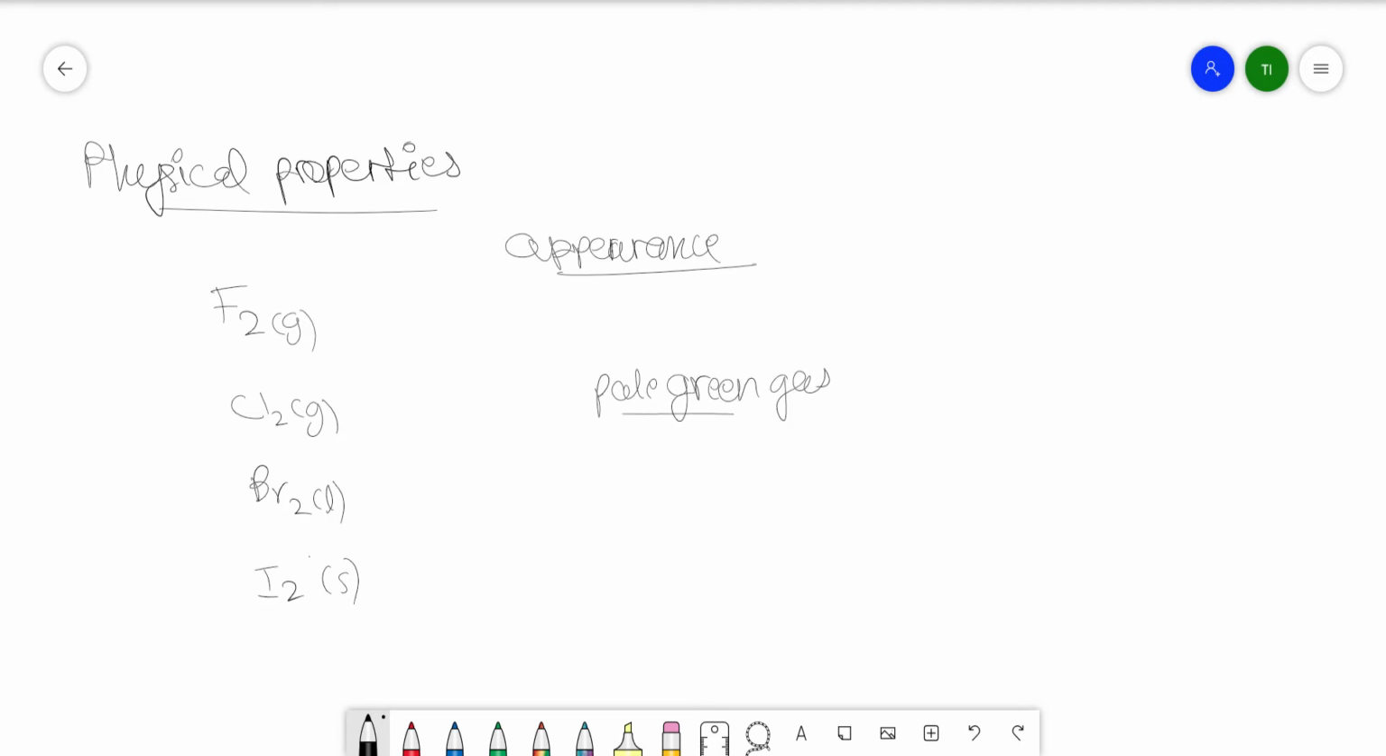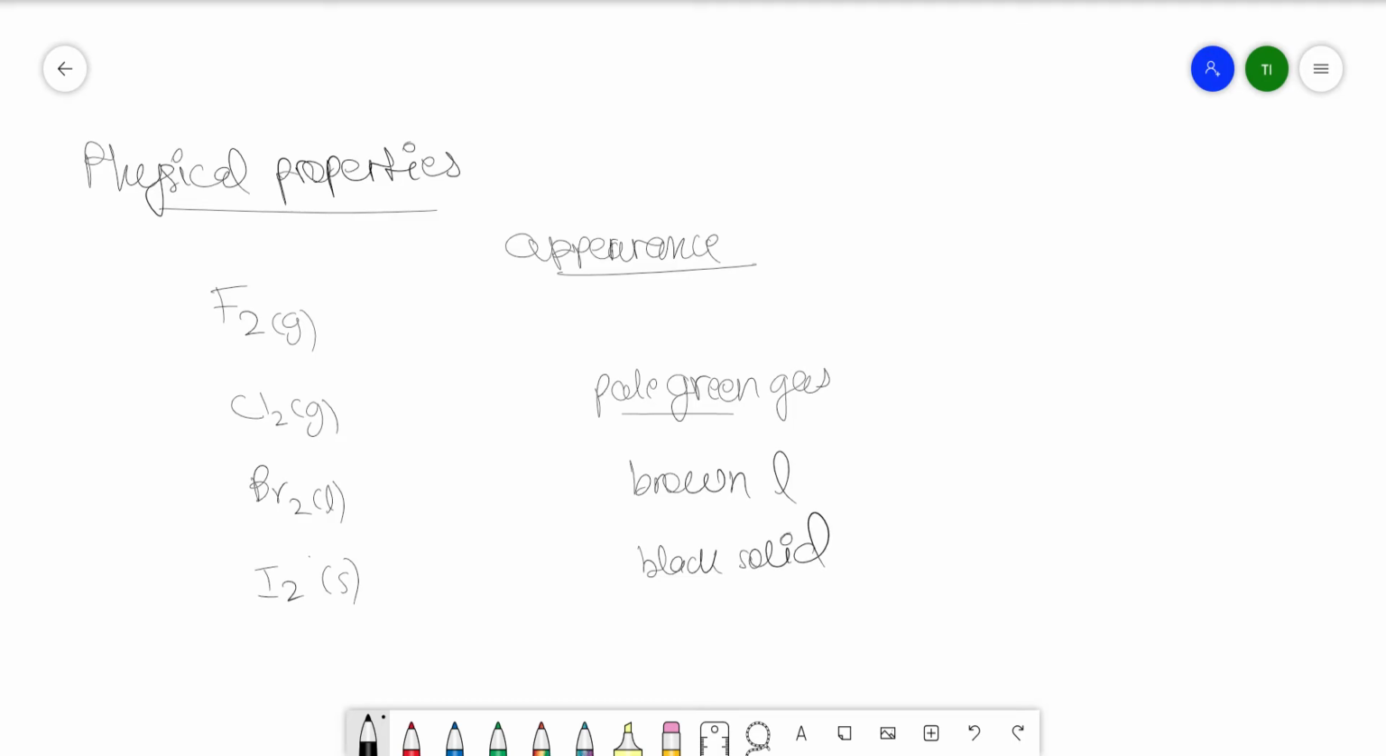For group 17, we normally consider fluorine, chlorine, bromine, iodine. We don't really consider astatine. So this is gaseous, this is gaseous, this is liquid, and this is solid at room temperature. And the appearance, we don't really need to know, but this is a pale green gas, this is a brown liquid, and this is a black solid.